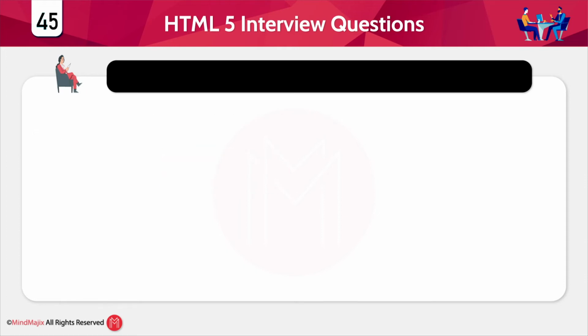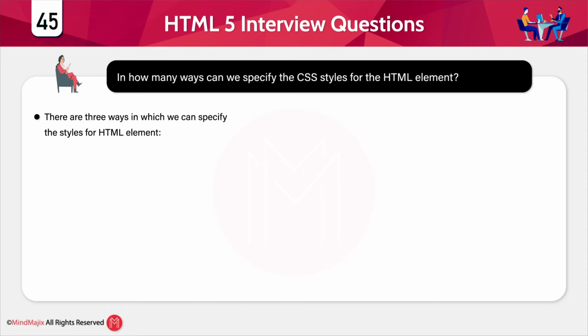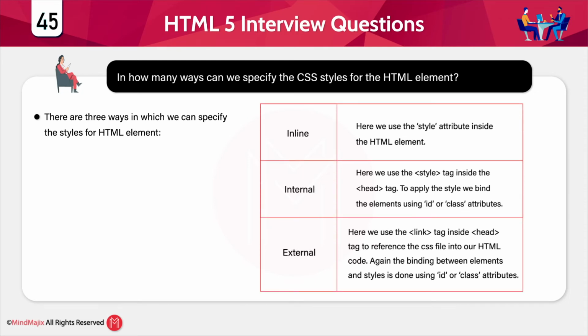In how many ways can we specify CSS styles? There are three ways: inline, internal, and external. Inline means we can define the style for a particular element. Internal means within an HTML page we can define styles for the different tags. External means you define the style in a separate file with the .css extension, cascading style sheet.